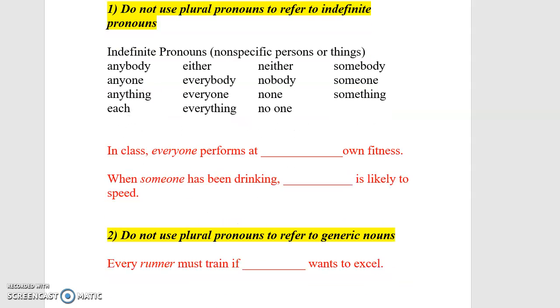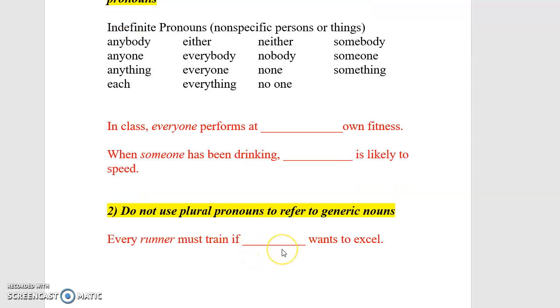Okay, rule number two, do not use plural pronouns to refer to generic nouns. Every runner must train if, okay, normally we would say they want to excel, but runner is singular, so the pronoun needs to be singular. Every runner must train if he or she wants to excel. And again, we don't know if runner is referring to male or female.